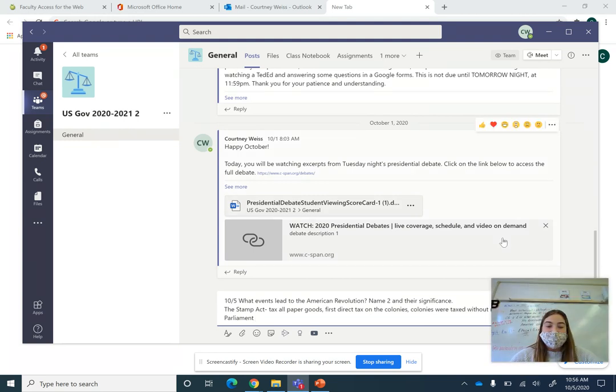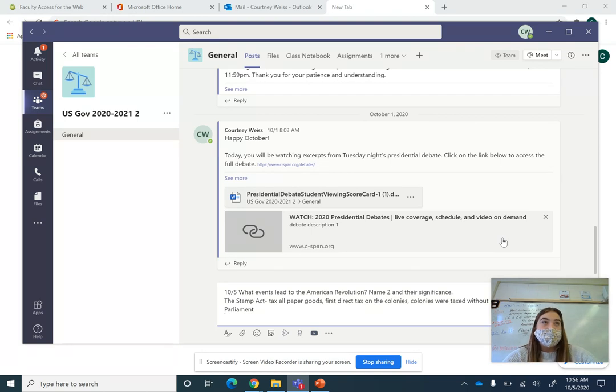What else? Go ahead, Zoe. So because of the Stamp Act, colonists were upset, so they did the Boston Massacre, and then... So that's wrong? No, you're not wrong because that did happen after. It happened afterwards. You're right.